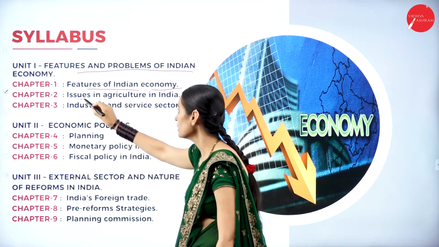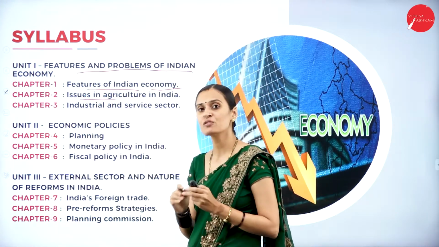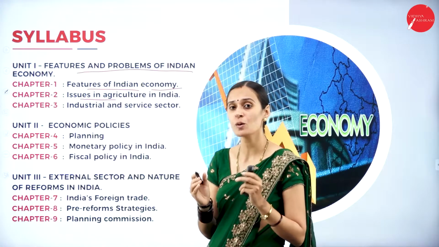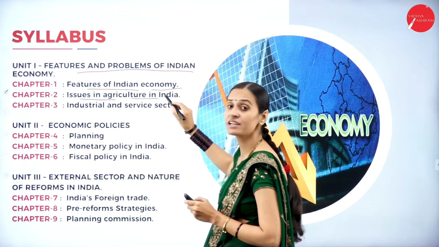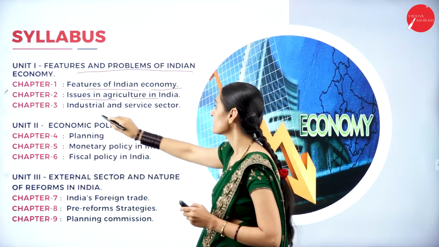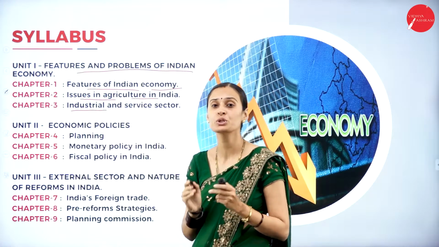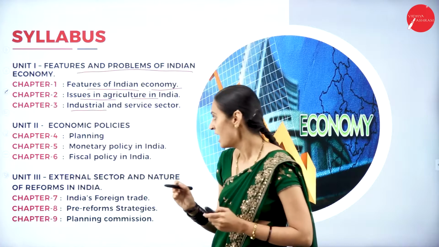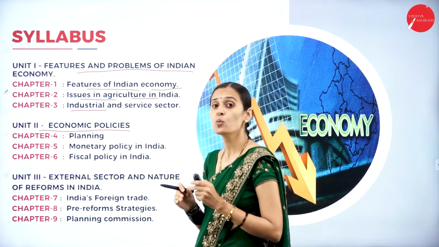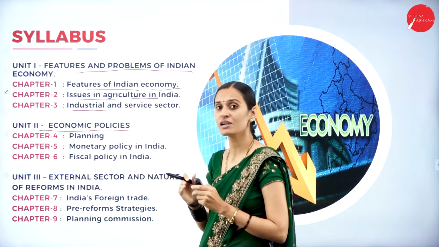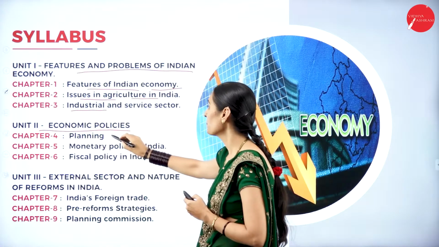And the second chapter is about issues in agriculture in India. Yes, in this chapter we are going to discuss what the problems of the agriculture sector are and what the trends of agriculture products are, and also we are going to discuss industrial and service sector contribution to the GDP. And the second unit is about economic policies, which were the important policies taken by the government to improve the economic system. Yes, that is planning.